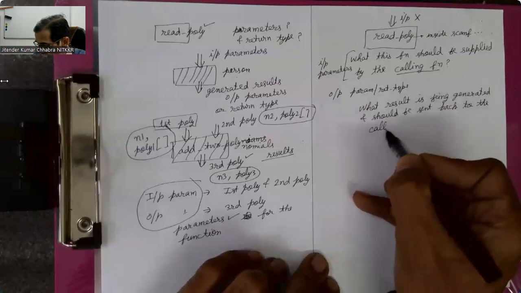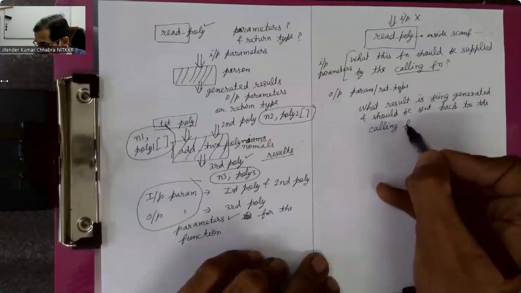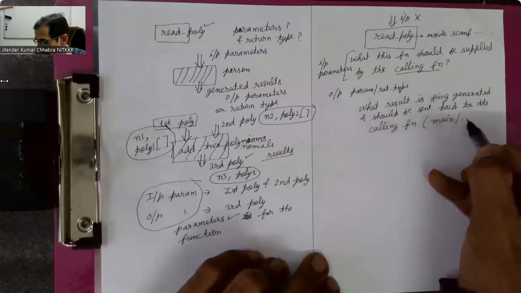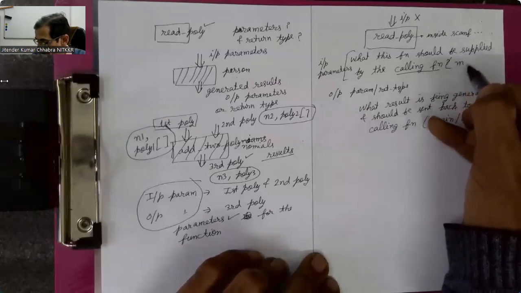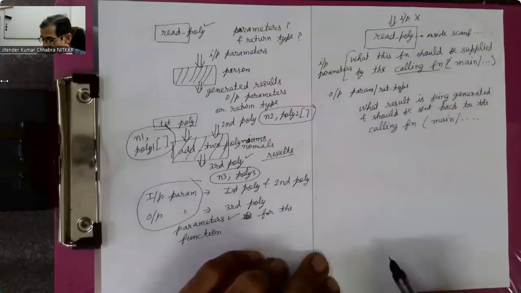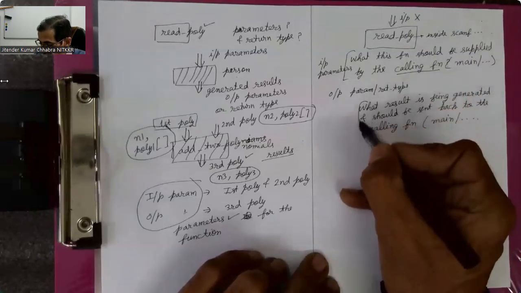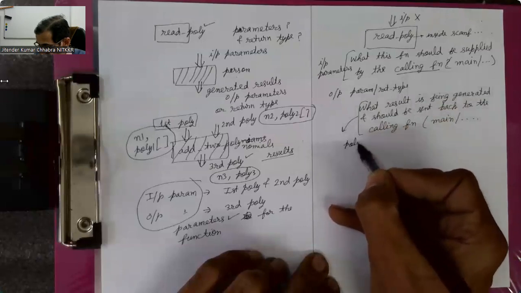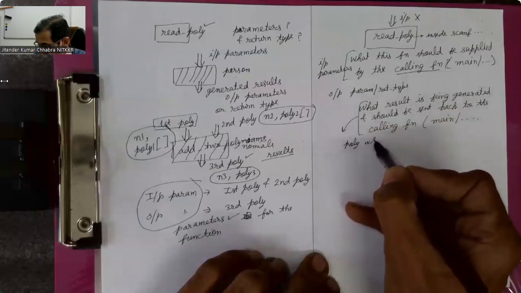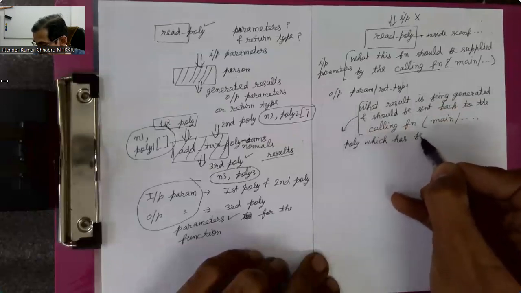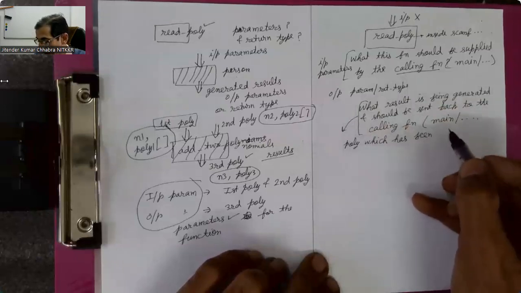To the calling function. What is a calling function? In this case, main probably, but it could be something else also. For our case, it was main init for the time being. Now I can see read poly will actually, the polynomial which has been read should be returned back, because that will be needed to be passed as input for add poly.